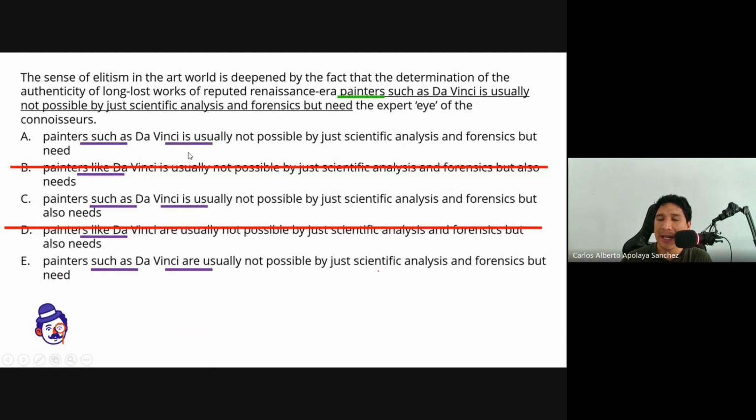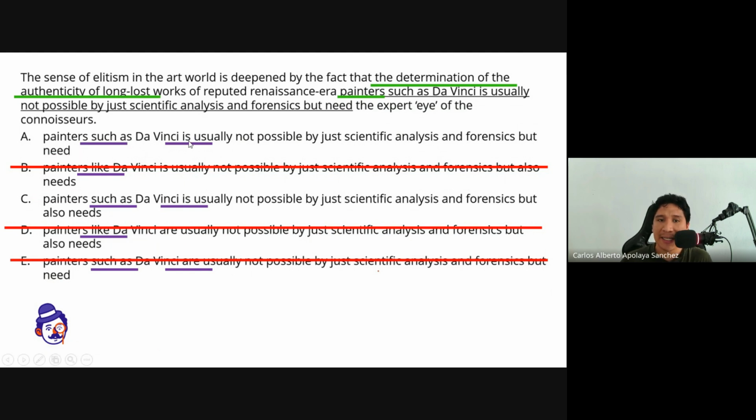As you see here, now we have a verb subject agreement. We have is, are. Did you understand? So now it says painters such as Da Vinci is, painters such as Da Vinci are. So what is the subject? We don't know, so we need to read the previous sentence. It says, by the fact that the determination of the authenticity of long lost work of reputed Renaissance. What is the subject? The determination. The determination of blah blah blah, painters such as. So this is the subject, the determination of the authenticity. So which verb belongs to this subject? Is, of course.